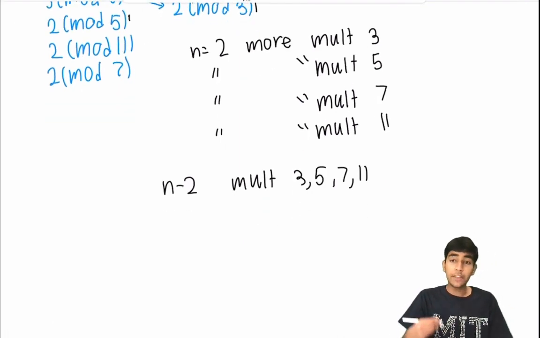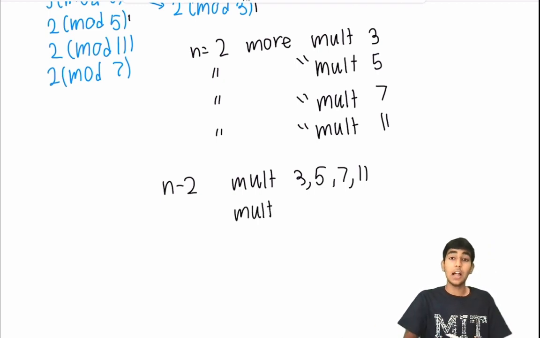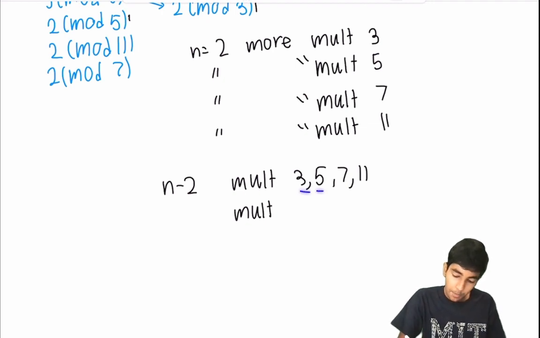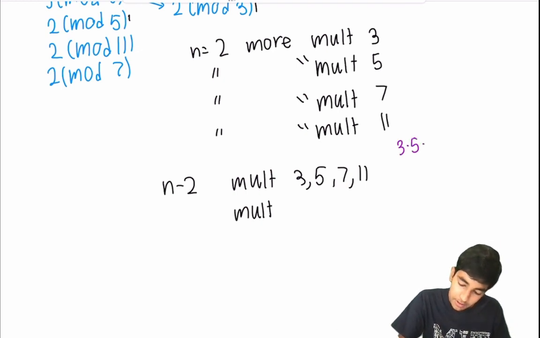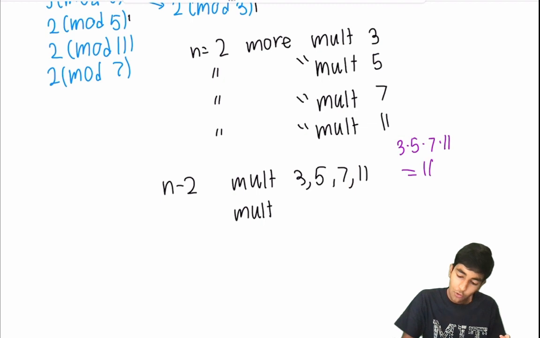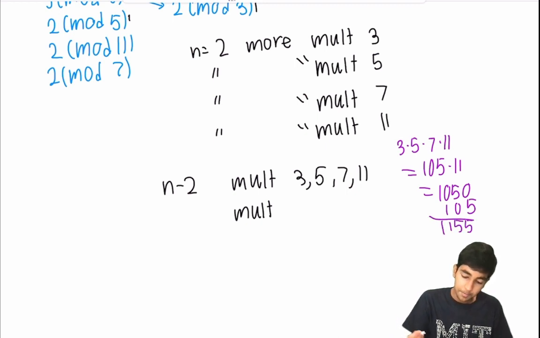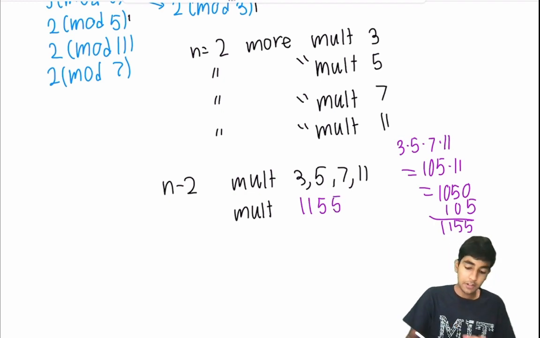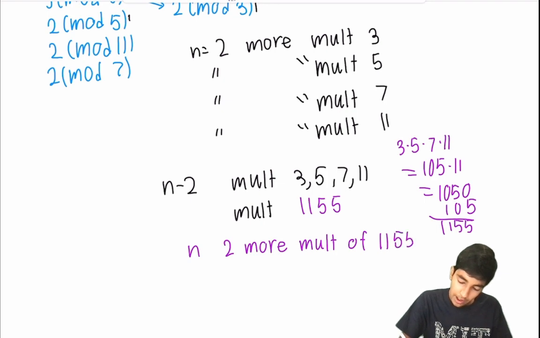And if it's a multiple of 3, 5, 7, and 11, it's also a multiple of their LCM. Remember that from the GCD LCM video. But look, they're all primes, so the LCM of a bunch of different primes is just their product. 3 times 5 times 7 times 11, that's 105 times 11, 1050, 105, 1155. So n minus 2 is a multiple of 1155. So n is 2 more than a multiple of 1155.